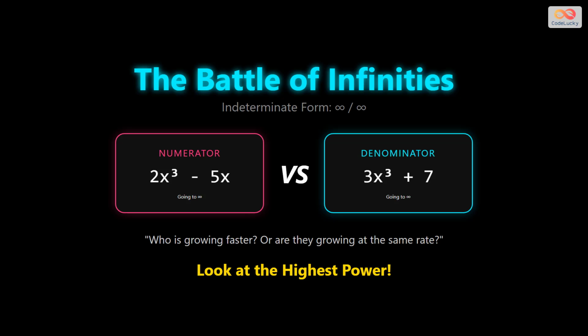Now let's look at the second indeterminate form, infinity divided by infinity. This happens when x approaches infinity. It is like a battle between the numerator and the denominator. Both are growing huge, but we need to know who is growing faster, or are they tied? To solve this, we need to look at the highest powers.